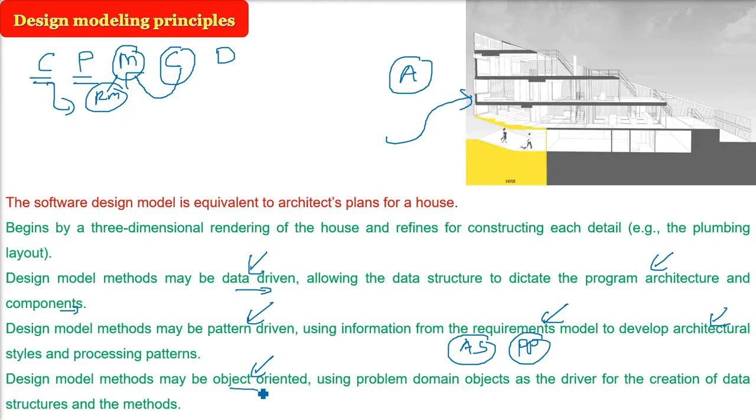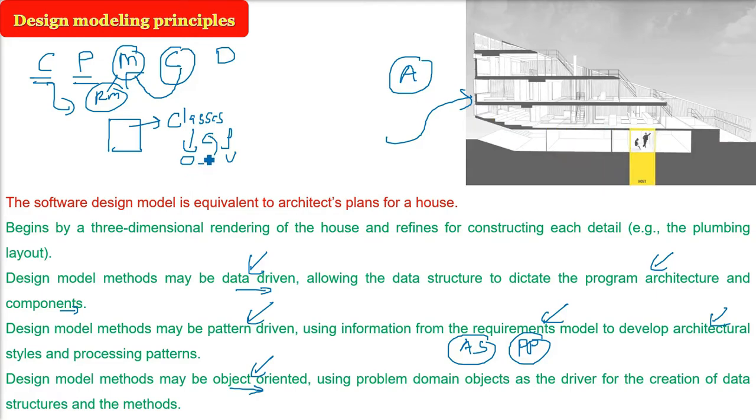Now if it is object oriented, first you understand the problem, then you make the classes, and then the different instances of the classes are made, which is called the object. This object will have functions and variables. So whenever we are talking about the object oriented paradigm, when your design model methods are all based on objects, then the problem domain consists of objects, and objects will be the driver for the creation of what data structure and methods you are going to use for your implementation. The design model methods can be driven by 3 forces.